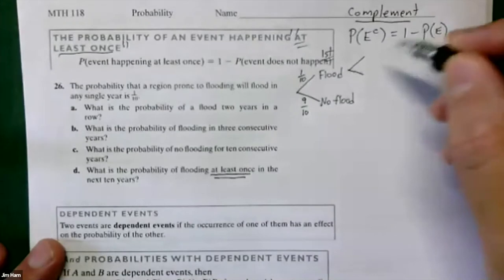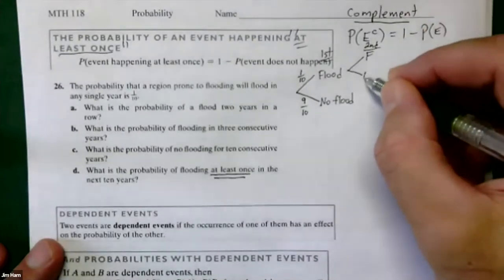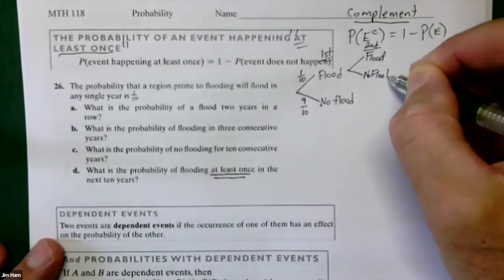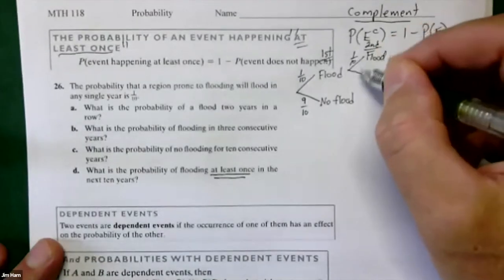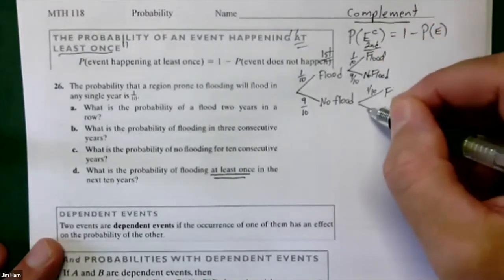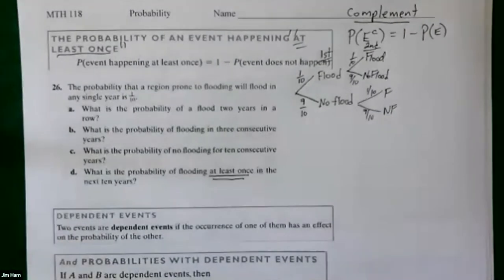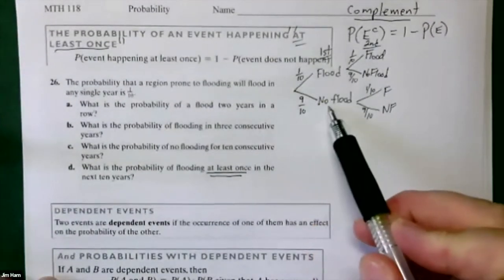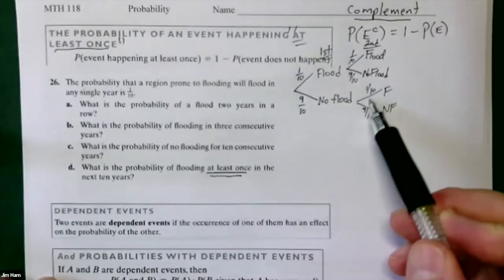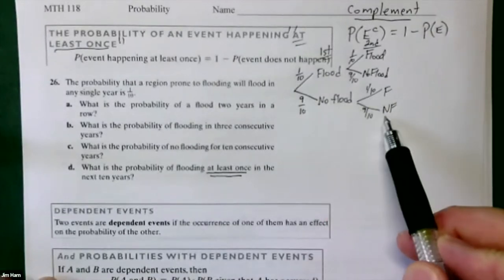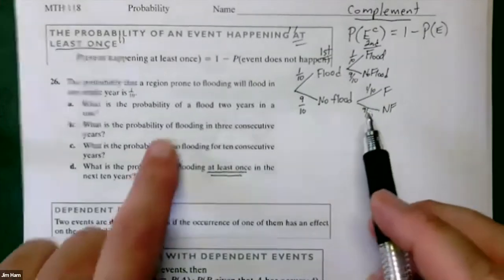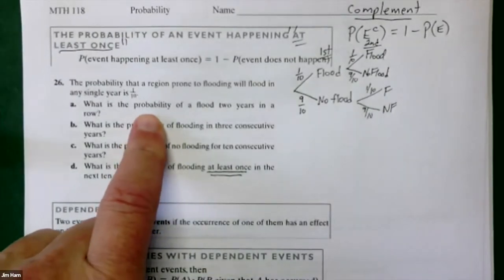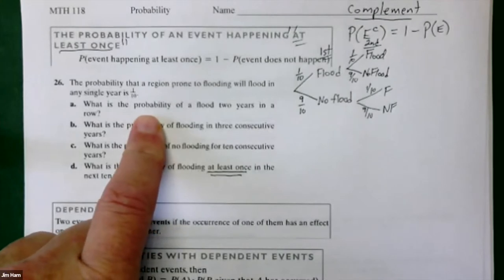Okay, so now let's look at the second year. Flood or no flood? And I'll probably just abbreviate these. 1/10, 9/10. So every single year, the probability is 1/10, regardless of what happened in the previous year. So if we didn't flood in 1 year, the probability of flooding in the next year would still be 1/10. If it didn't flood, the probability that it wouldn't flood the next year is still 9/10. Okay, so I'm going to try to do all of our problems today with these tree diagrams, just so you can get a pretty good sense of how it applies in a lot of different contexts.